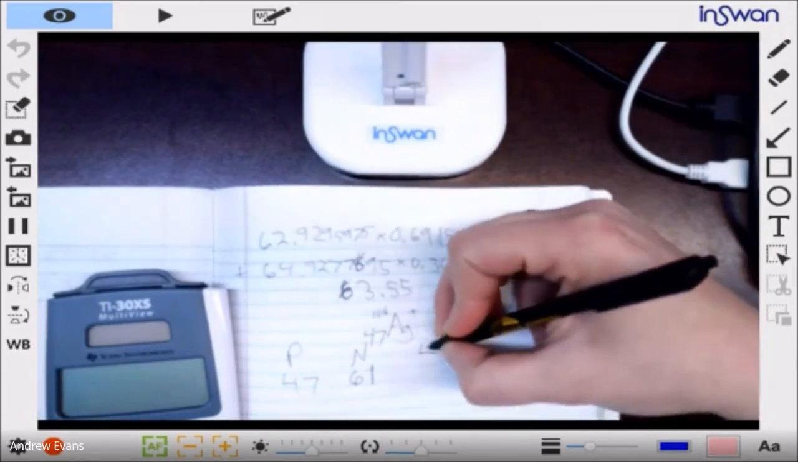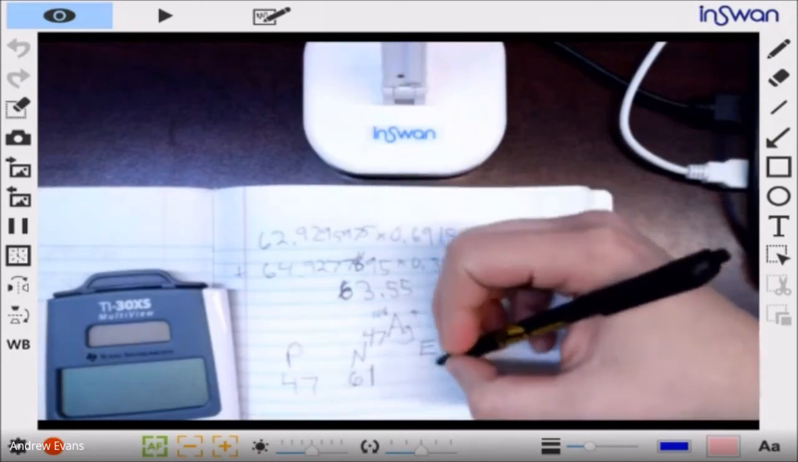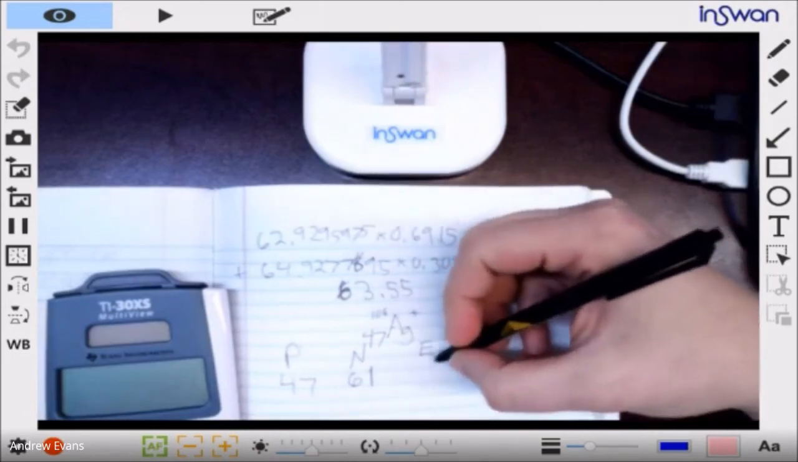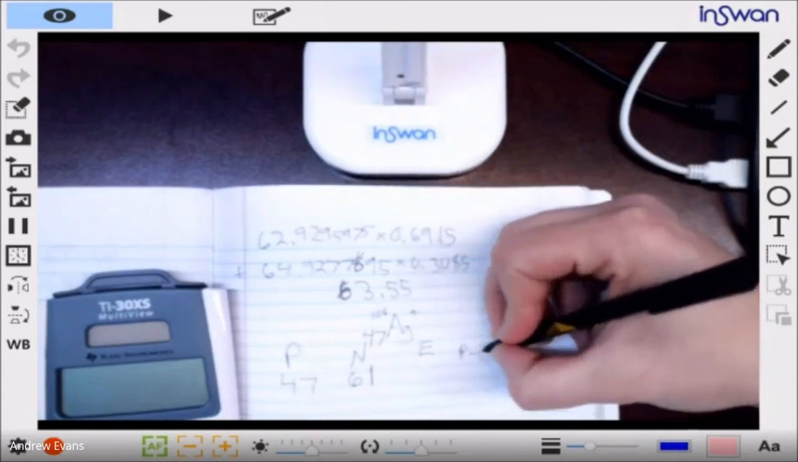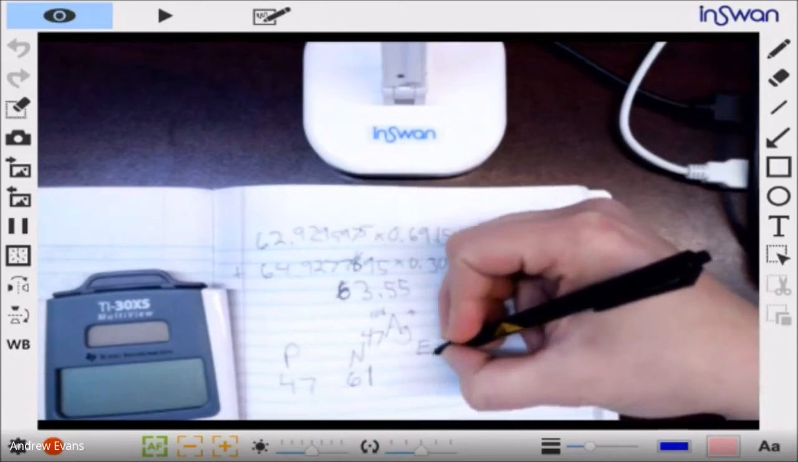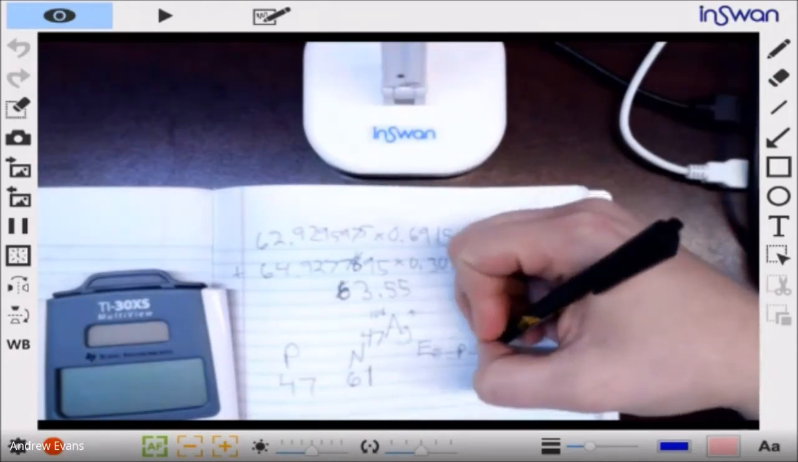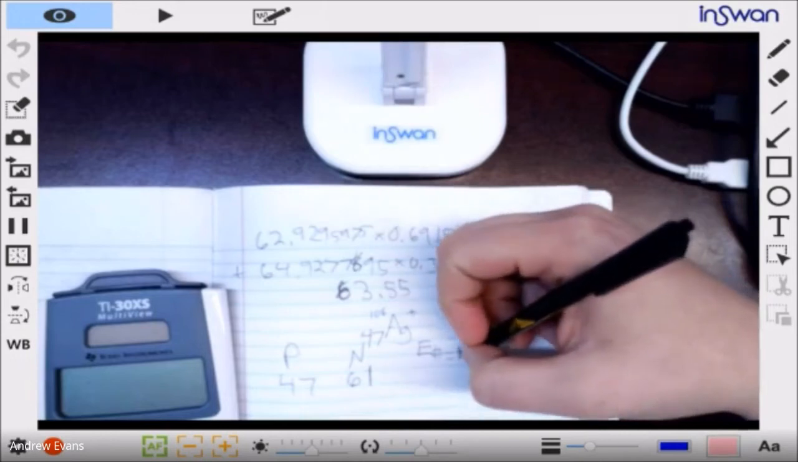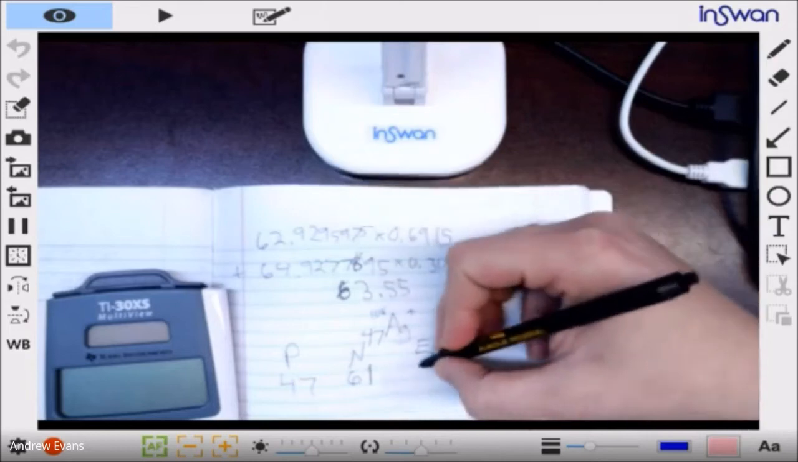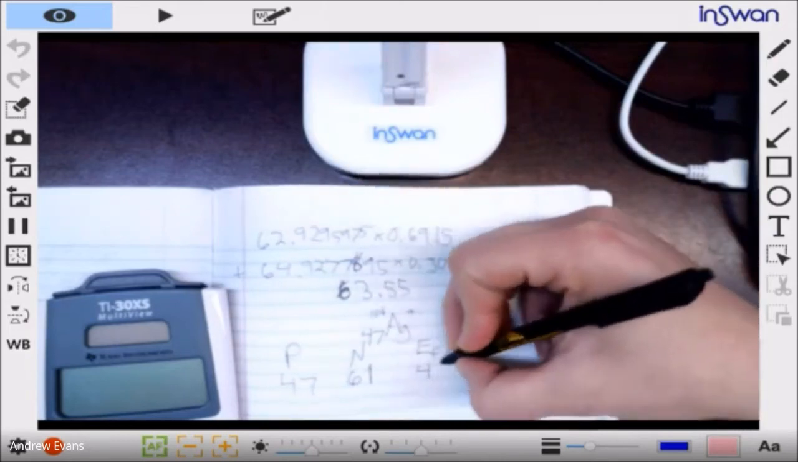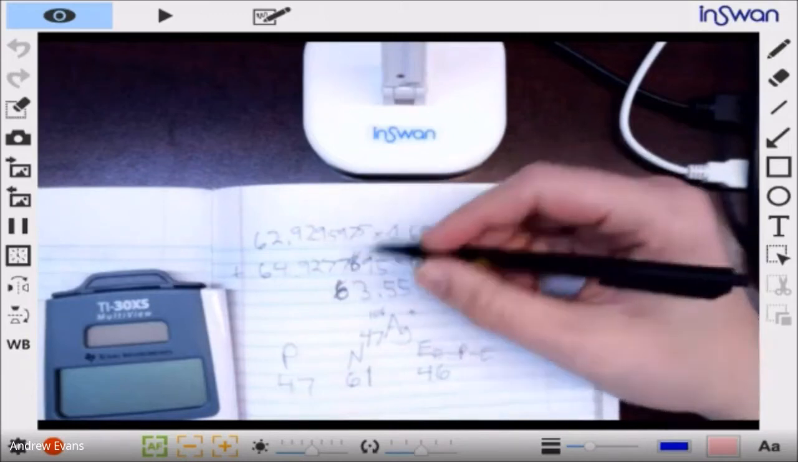And electron count. The electron count is comparing the charge to the proton count. Because protons minus electrons will give us the charge. So positive 1 means we have to have one less electron than we have protons. So 47 minus 46 would give us a positive 1 charge.